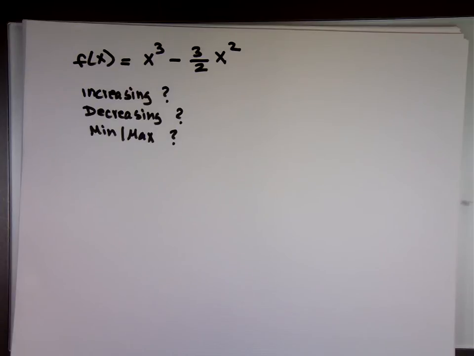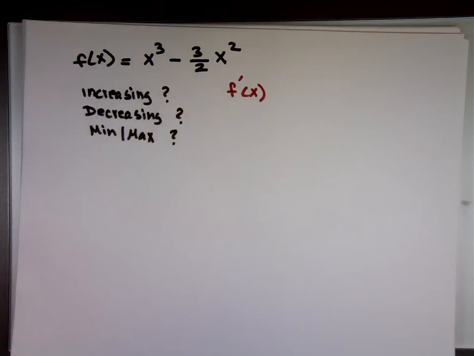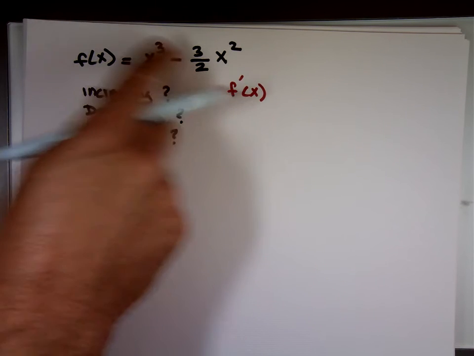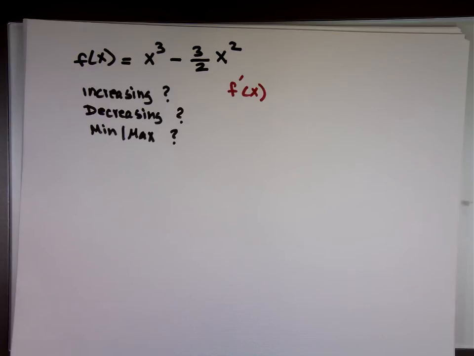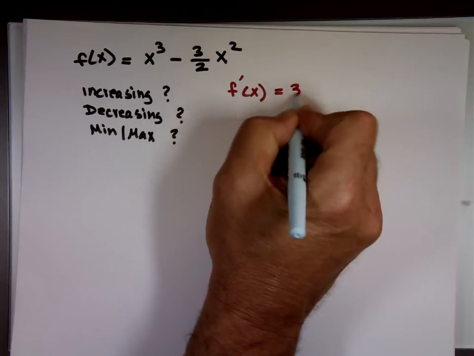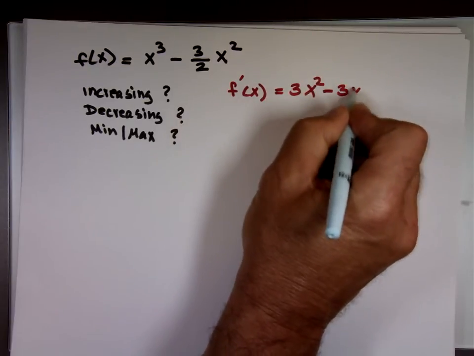Since you hear the word increasing, decreasing, min, max, your mind should immediately go to the first derivative. You're going to need that. The only way to answer that, besides using a graphing calculator and cheating to see where the function is rising and falling, is by taking the first derivative. If you take the first derivative, that's what? 3x squared minus 3x.